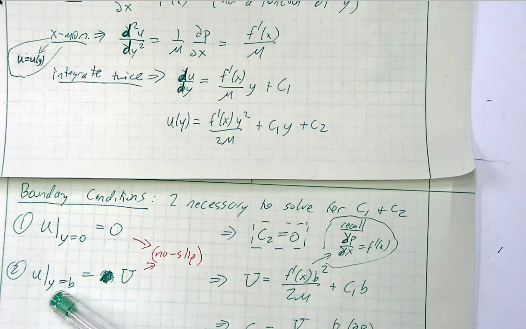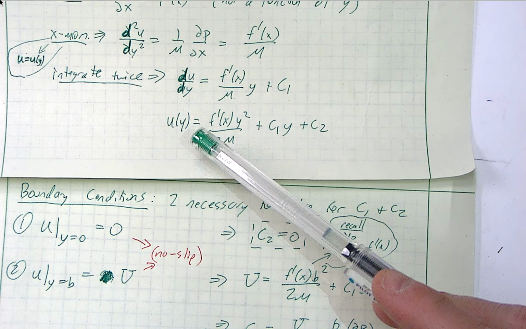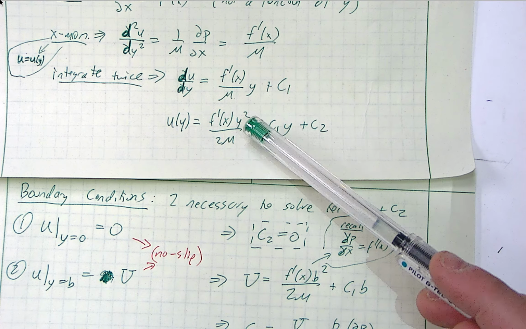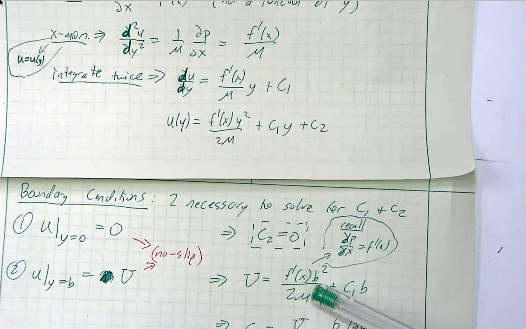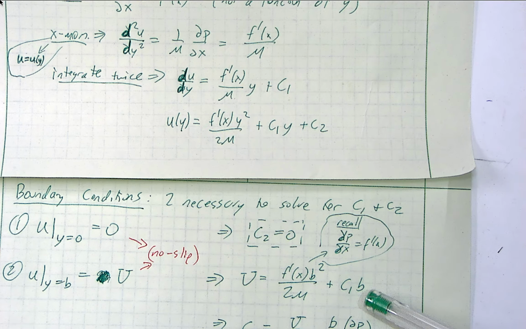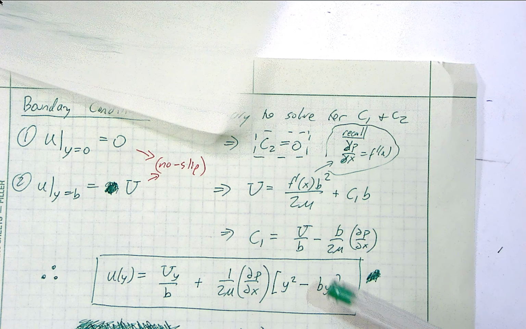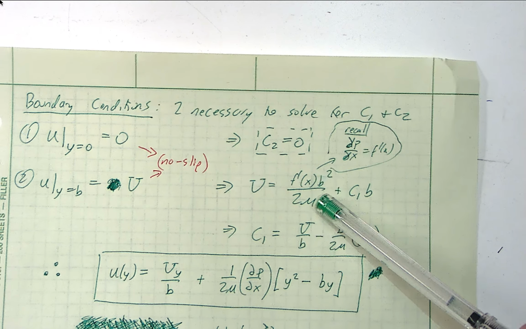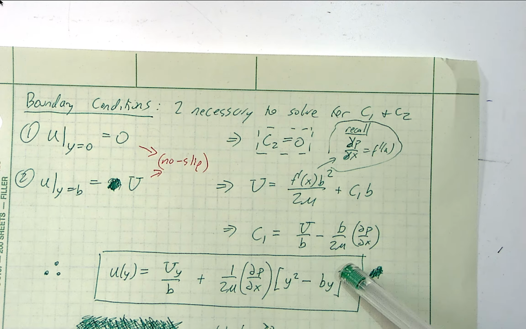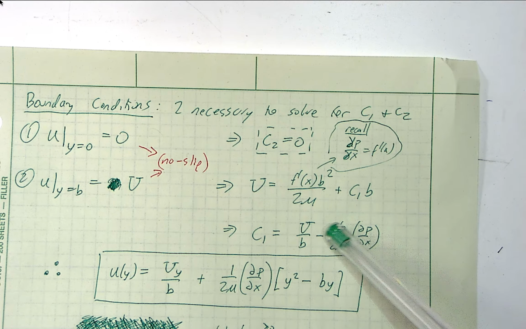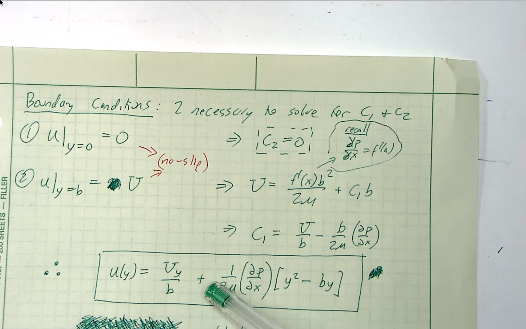Here we have the velocity at y equals b, so at the top wall, is the velocity of the wall, big U. Plug that in, we have big U for our u of y, evaluated where y equals b. So here our y squared goes to b squared, and we're just left with c1 b over here. Solve for c1, so pull this term to the other side and divide through by b, and we're left with this form. When we plug it back in to our general form of the velocity, this is what we get.